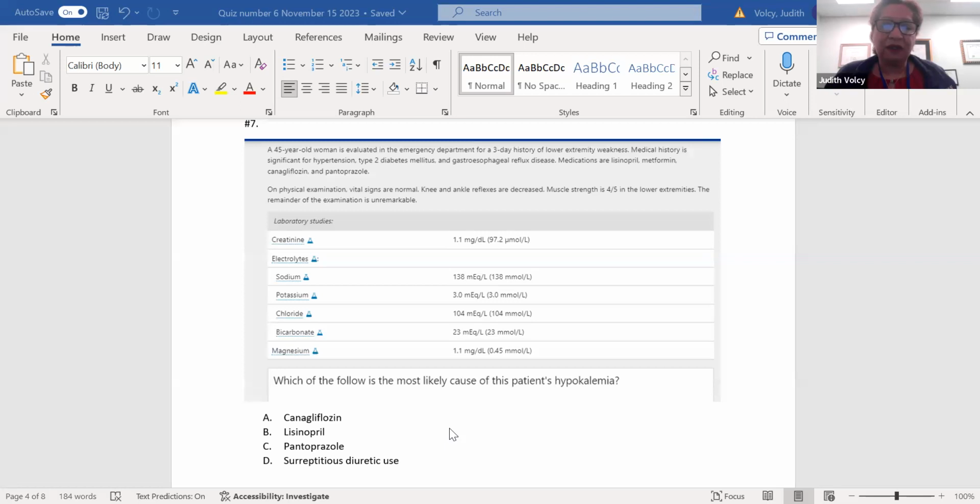So we know canagliflozin causes a diuresis.